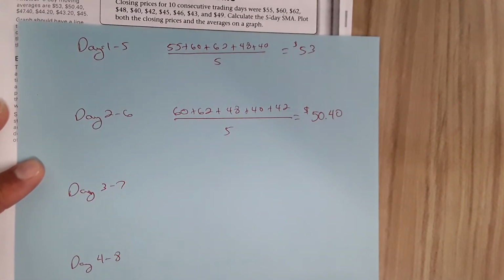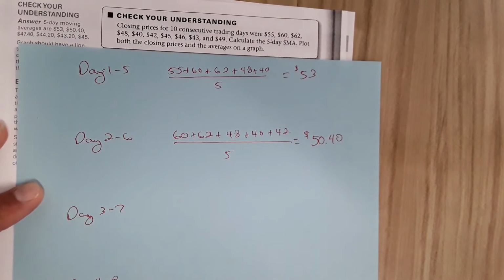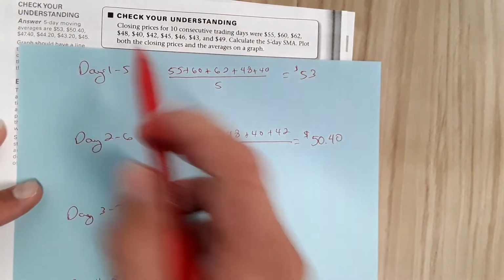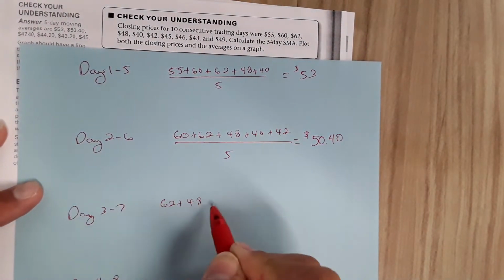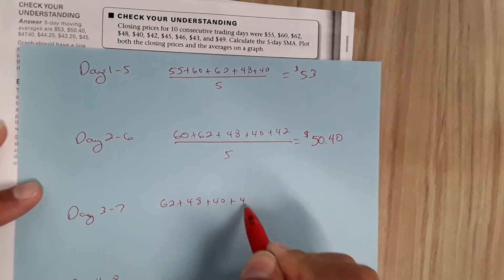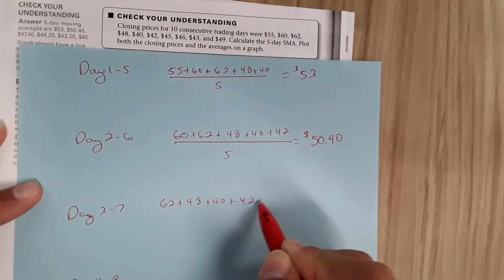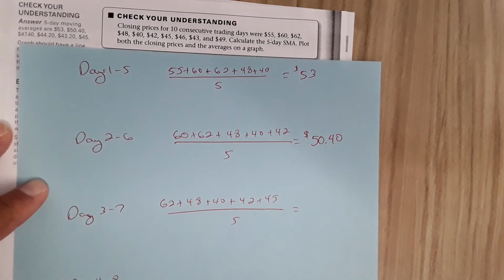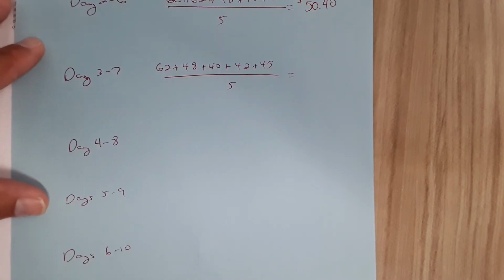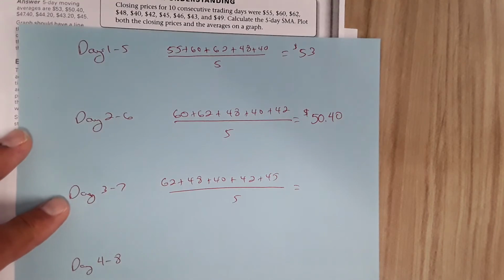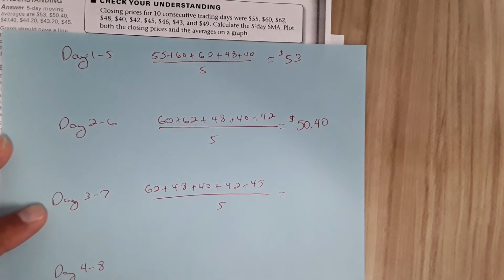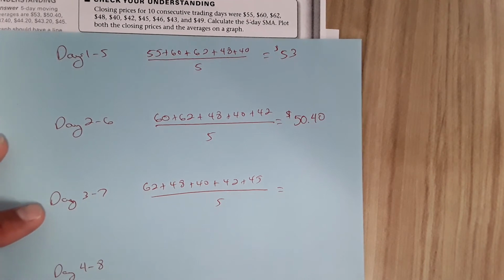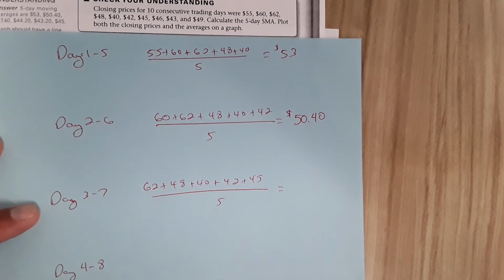Now repeat the same for days 3 through 7. Days 3 through 7 would be 62, 48, 40, 42, and 45 divided by 5, and then I can calculate that. I can repeat that process for days 4 through 8, and also days 5 through 9, and also days 6 through 10. Out of the essence of time, because I don't think we need to repeat this over and over again, I just wanted to show you how to find the simple moving average. That is how you would do it.